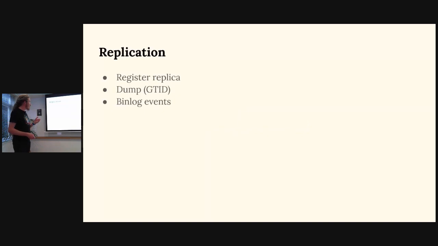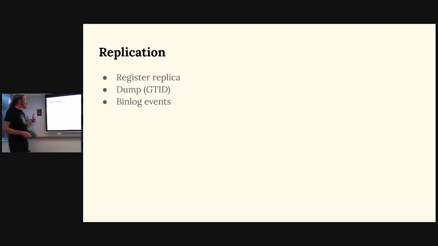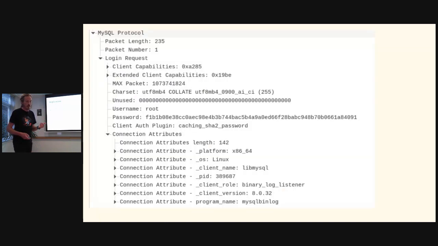For replication, let's have a quick look, because that's also using the same MySQL protocol. Basically, there are a few steps. The first step is to register a replica, then to dump information based on a GTID or a position. Then you have the binlog events in that stream. This is what the client hello looks like from a MySQL binlog command that can fetch the replication stream. Here you can see in the query attributes that it's a MySQL binlog binary log listener. So you can see that the connection attributes are really useful.